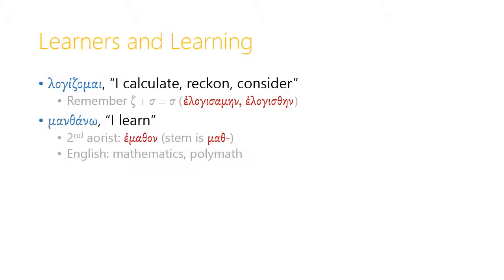But the verb to learn is actually manthano. This takes a second aorist, which is emathon, and that second aorist stem is just math. And this is where we get terms like mathematics, or English terms like when we call someone a polymath, which isn't as current these days, but used to be a term for someone who had learned a whole lot of different subjects, different subject areas. So that was someone who was much learned, poly from polus, and math from emathon or manthano.